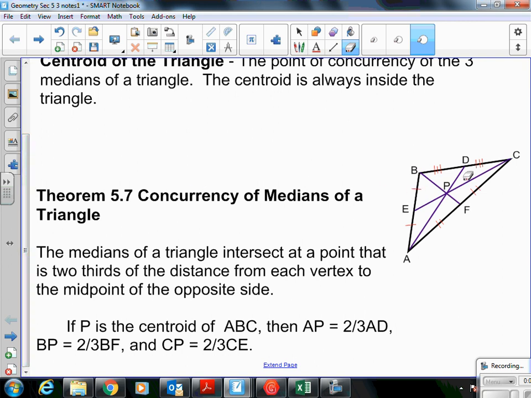So if I've got a triangle here and I've got all of the medians drawn in, then the centroid, this point of intersection for all of those medians: if I go from B to P, that's going to be 2/3 of the distance from B to F. So for this whole segment BF, BP is 2/3 of it, which would mean that PF is 1/3. And same thing for CE. From C, the vertex, to the centroid is 2/3 of that total length. P to E would be 1/3 of it. And A to P would be 2/3 of the distance, and P to D would be 1/3 of the distance of AD.